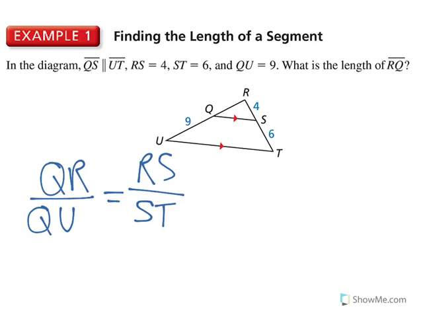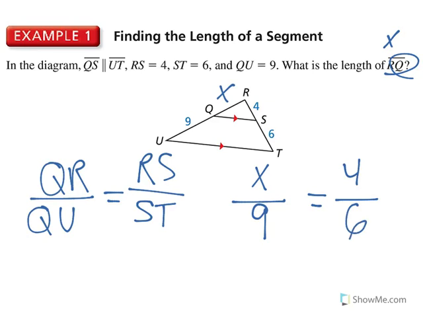So I'm going to substitute my values. I'm still looking for QR, or RQ, which is the same thing. I'm going to term this as X, because I always like to have a variable. If you want to leave it just as RQ, you're more than welcome to. So X is what I'm looking for here. I'm going to plug in an X for my QR. My QU is 9. My RS is 4. And my ST is 6.